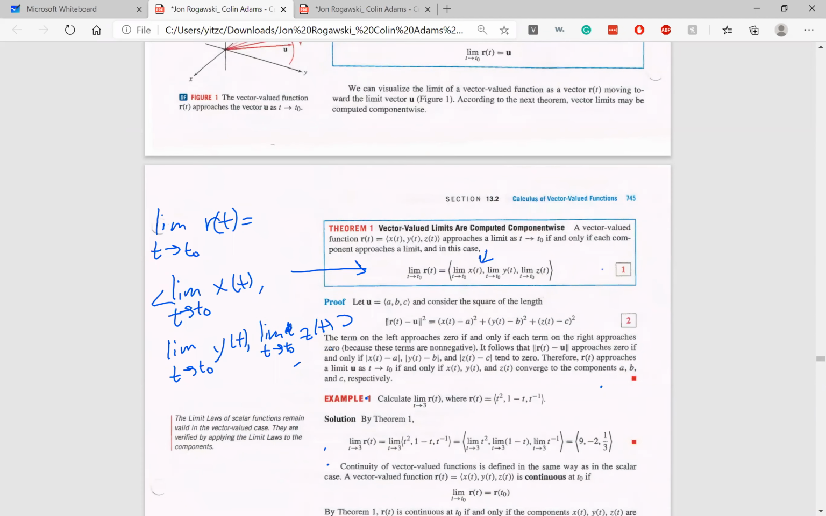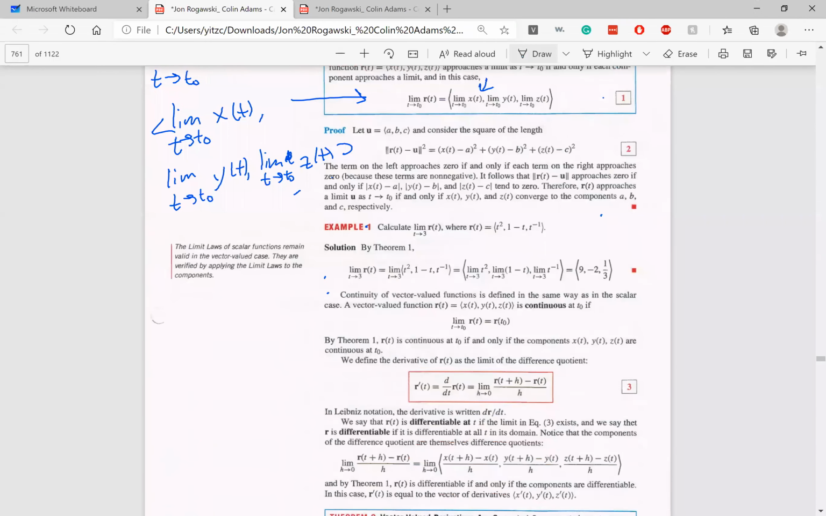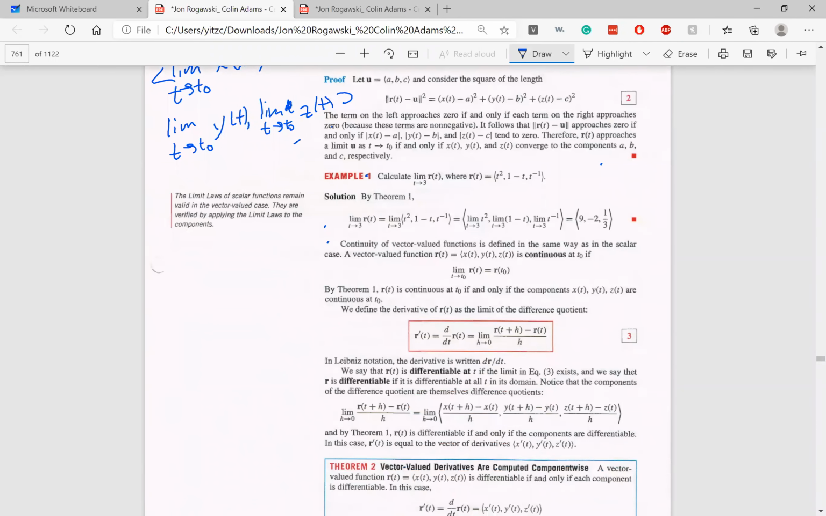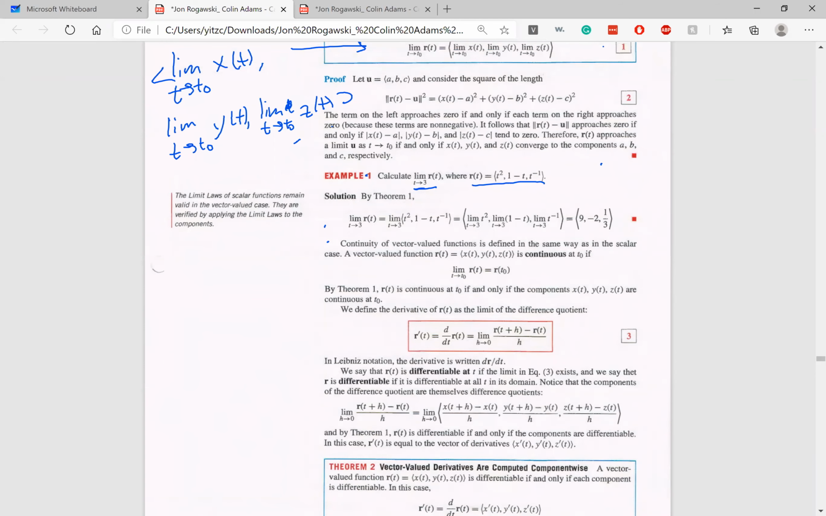And so for example, if you want to find the limit as t goes to 3 of r of t, where r of t is equal to this, each one of these is actually continuous. So you can just place the t in each one of them. So t squared is going to be 3 squared, which is 9. 1 minus t is going to be -2. And t to the inverse is 1 over 3. So we just plugged it in.